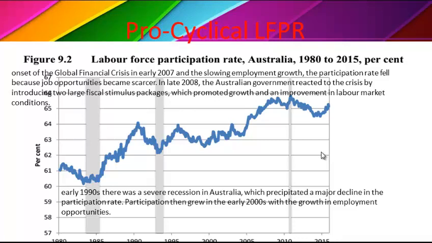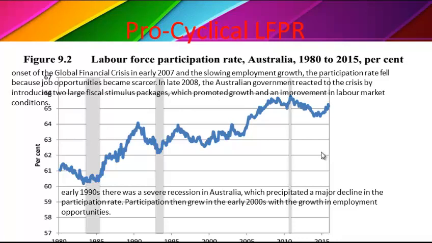Now this labor force participation rate goes up and down. More people start looking for work when the economy picks up. When there are jobs available, then more people start looking for work. And when the economy slows down and there's a recession and jobs are being lost, then people stop looking for work. So this is the behavior of the labor force participation ratio.